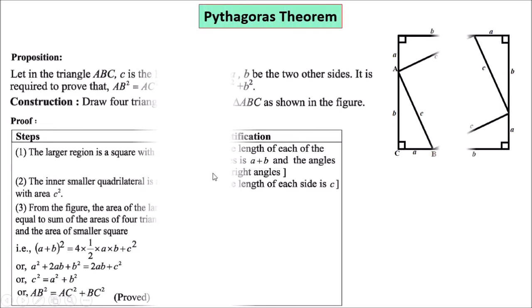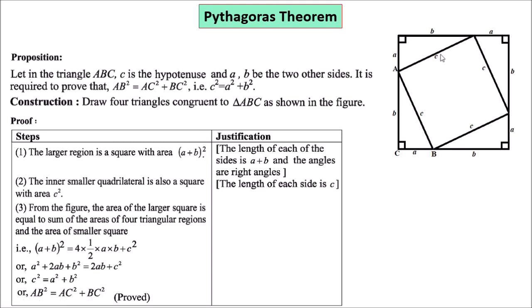Again, we can see it together. Look here, this is your diagram. Okay, what I did: let in the triangle ABC, C be the hypotenuse and A and B the two other sides. It is required to prove that AB squared equals AC squared plus BC squared, that is, c squared equals a squared plus b squared. Construction: draw four triangles congruent to triangle ABC as shown in the figure.